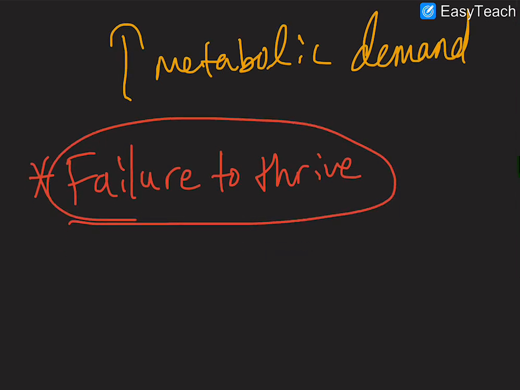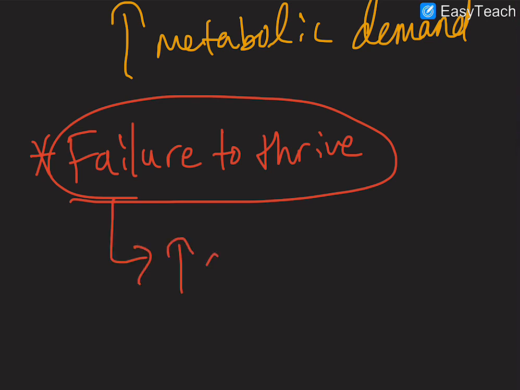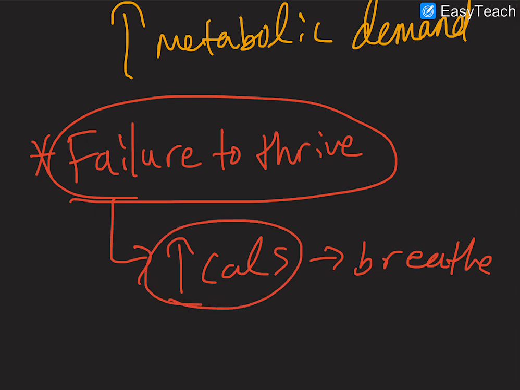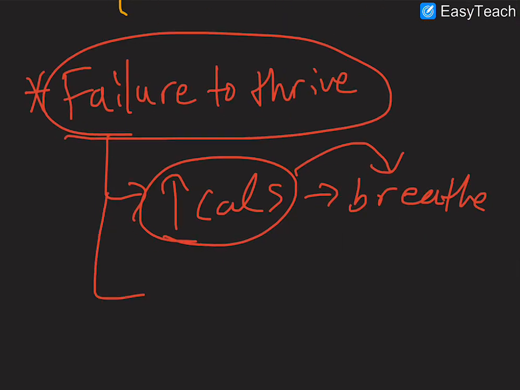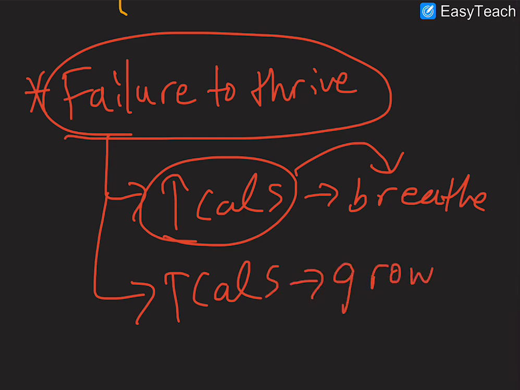So what did we say? We said you're using a lot of calories to breathe, right? Because the work of breathing is so high. So you're diverting your calories for things like breathing, and you're not able to use those calories to properly grow and develop. See, that's why you see failure to thrive.